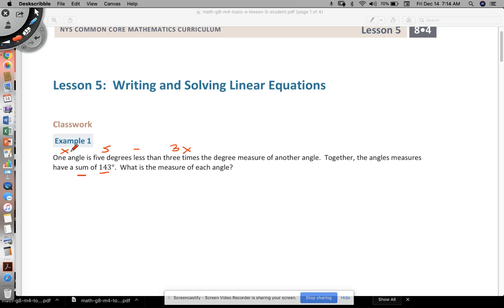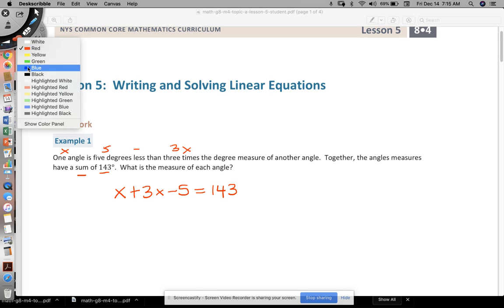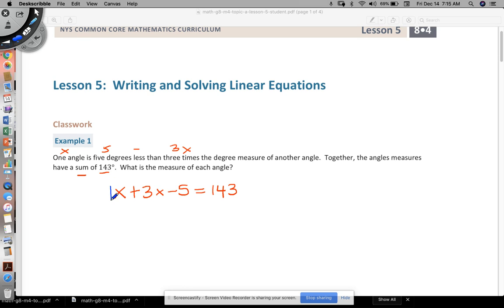All right, so let's set this up. We have some angle, and I'm going to put the other x next to it, 3 times that same angle, but subtracted 5 comes to a total of 143. All right, so now we're going to combine our like terms. So remember, there's a 1 in front of this x. We just don't always write it. So 1x plus 3x gives me 4x, and bring everything else down.